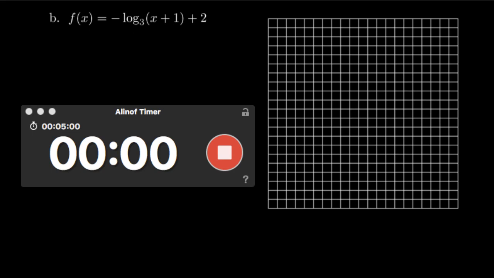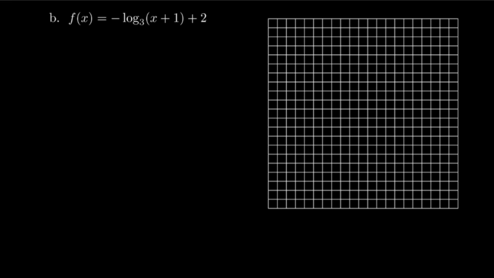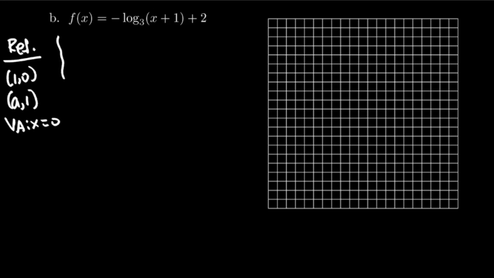Alright, so as you can see, the time is up, so let's get back to this and let's do it together. Okay, so let's check this. So here we have the logarithm graph, so I'll just put the reference points here real quick. So that'll be x-intercept 1, 0, and then we have another point at a, 1, and then we have the vertical asymptote at x equals 0, and those are the things that we are going to be transforming.